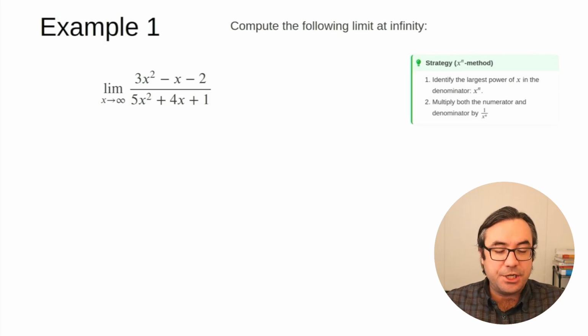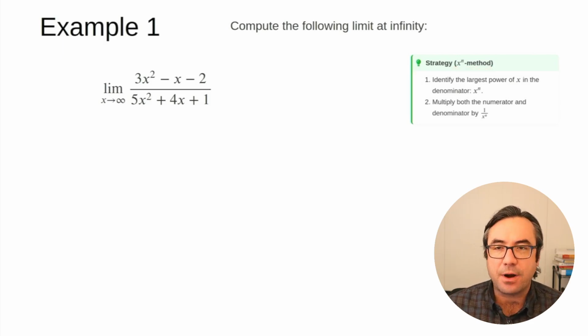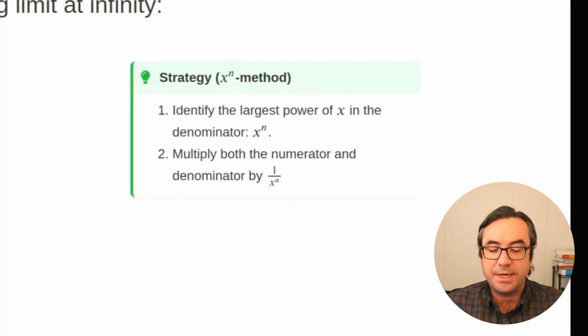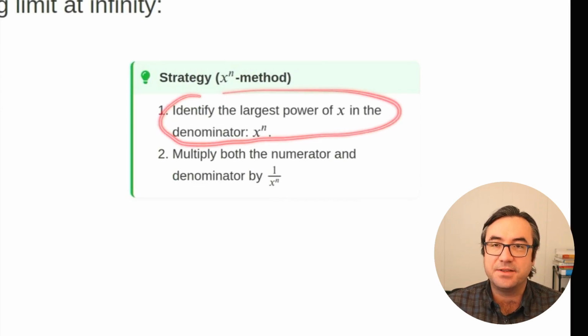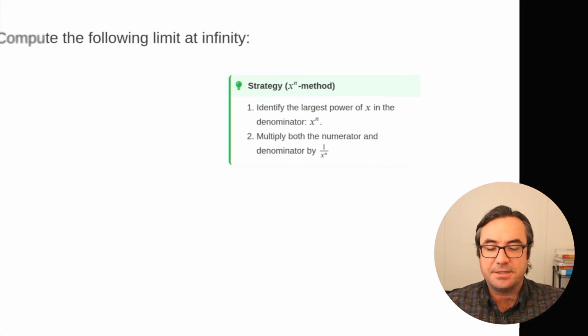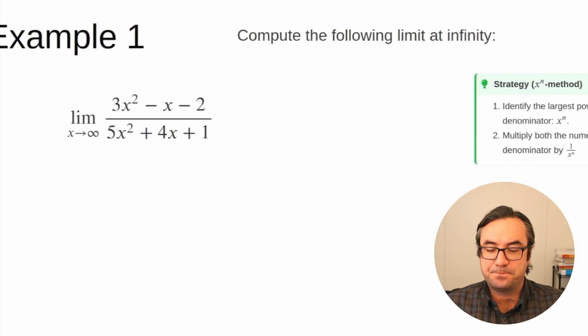Our strategy, which we're going to call the x to the power n method, is to identify the largest power of x in the denominator, and then multiply both the numerator and the denominator by 1 over that. Essentially, we're going to divide everything by x to the power n. All right, so let's see what we're going to do.